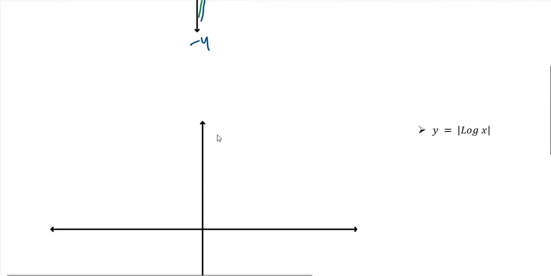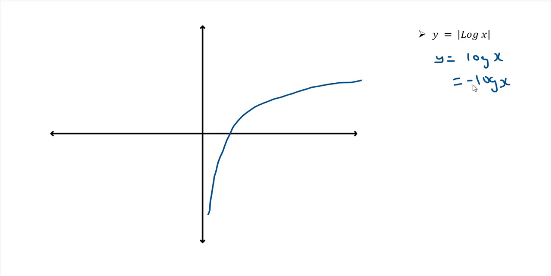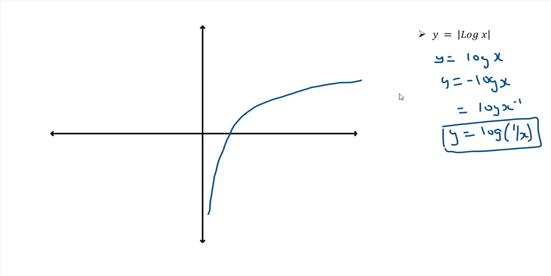Let us see the second case, in which we have to plot the graph for y equal to mod of log x. So once we open the mod, we'll get y equal to log x and y equal to minus of log x. So if we plot the first equation, which is y equal to log x, your graph will look like this. For the second equation, y equal to minus of log x. So now this minus sign we can take into the power. This will become log of x raised to minus 1. So this will become log of x inverse. X inverse can be written as log of 1 by x. So we'll have to plot y equal to log of 1 by x.